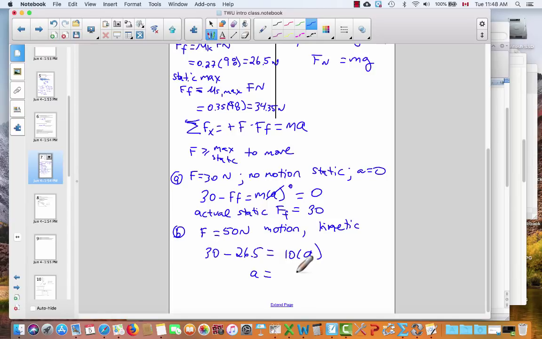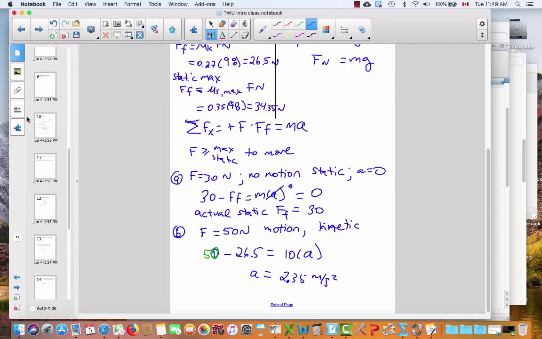Now, oh sorry, it's not 30 here, is it? It's a 50 newton push force. Silly me. Here, I'll just put it in green so it really stands out. Yep. Okay, so it's 50 newtons of pushing force for part B. And so solving for the acceleration, we get 2.35 meters per second squared of acceleration. So this example illustrates the difference between static and kinetic friction and some considerations that you have to make in analyzing static friction problems.